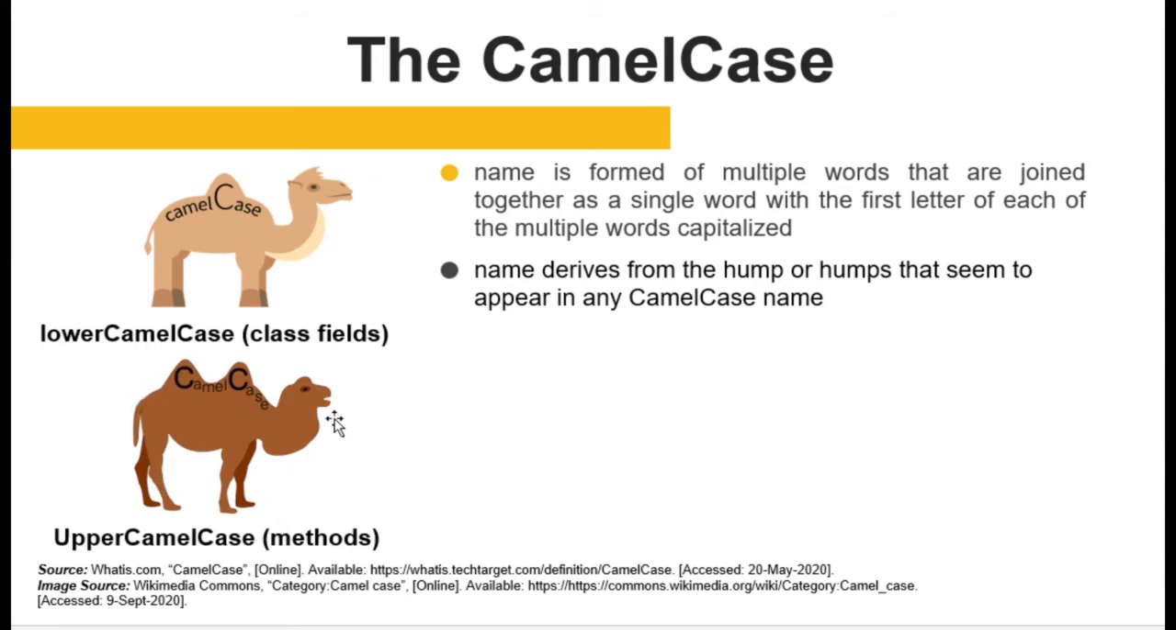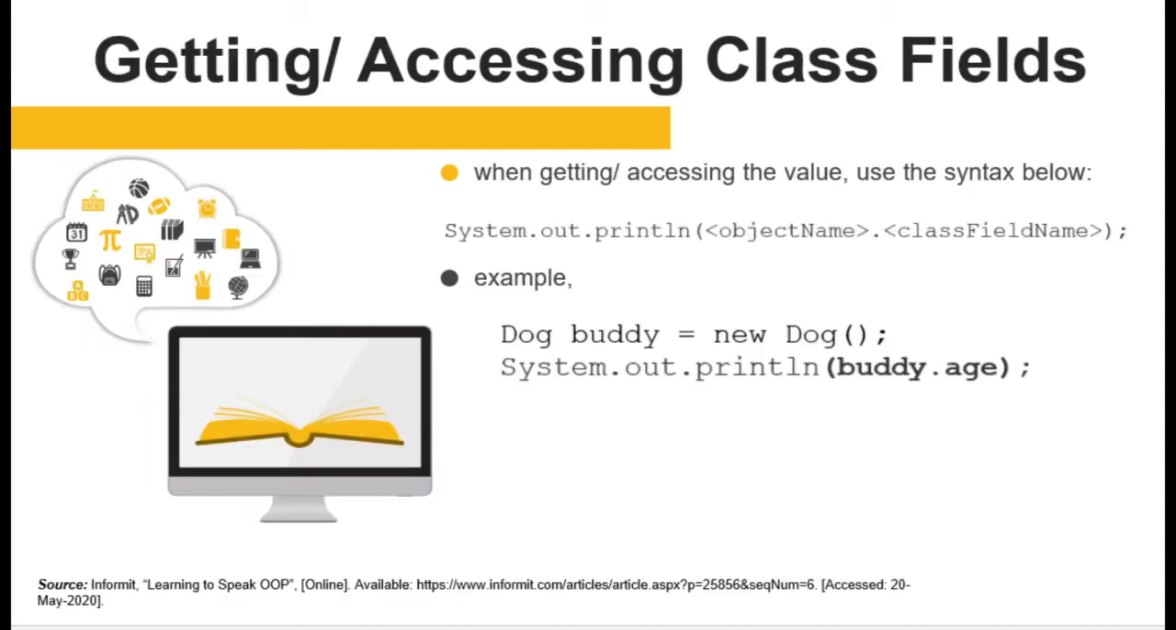And in the methods, we will use upper camel case, wherein the first character of the first word is written in uppercase. The advantage of camel case is that in any computer system where the letters in a name have to be contiguous or no spaces, a more meaningful name can be created using a descriptive sequence of words without violating the naming limitation. So, getting and accessing class fields. You can access class field values by creating an object of the class and by using the dot notation or the dot syntax.